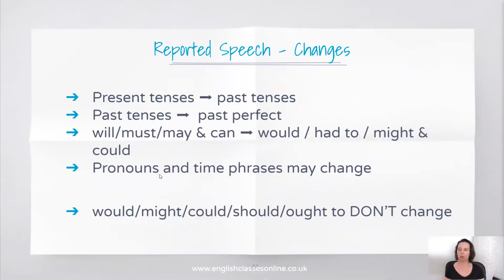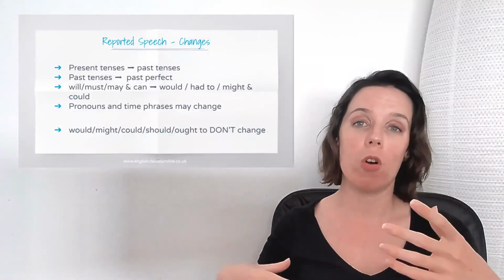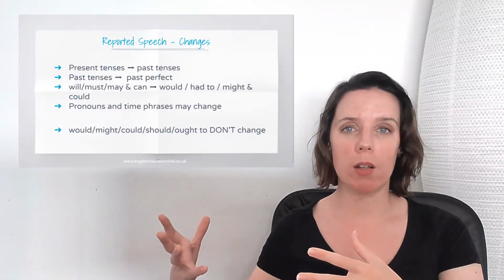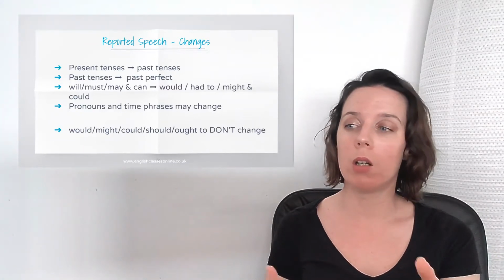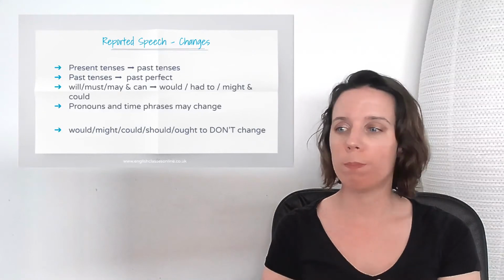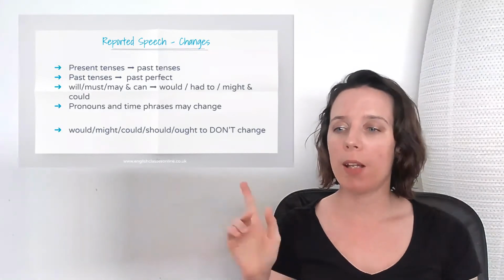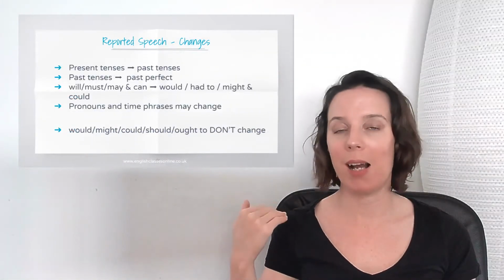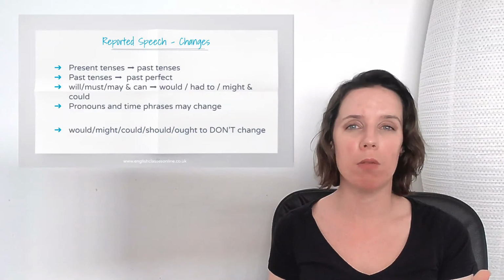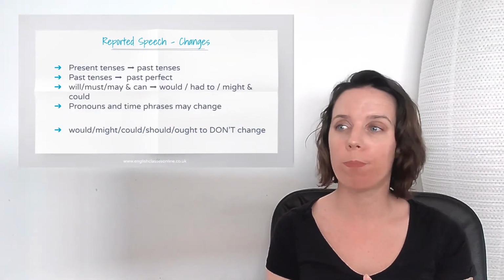And you also have to change any pronouns and time phrases. This depends on when you're reporting the speech and who you're reporting to as well. So these might change around as well. And the verbs that don't change are would, might, could, should, and ought to. None of these change because you cannot put these verbs into the past. They don't have any past forms, so it's not possible.